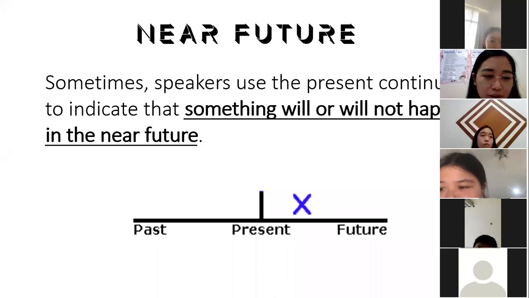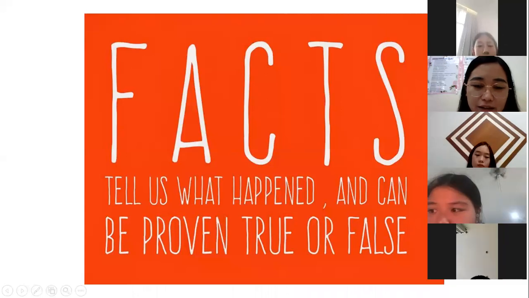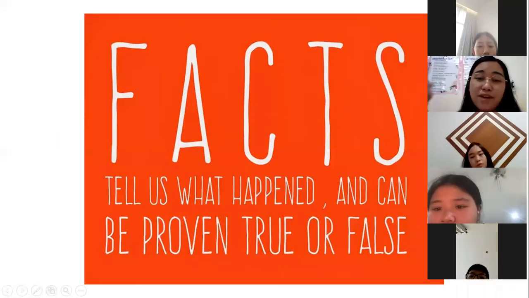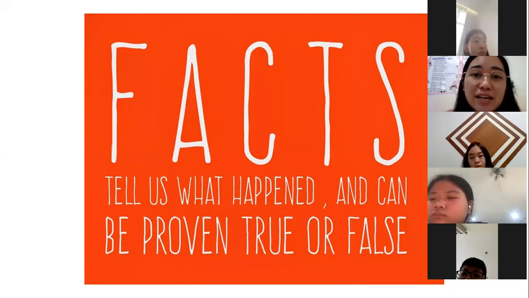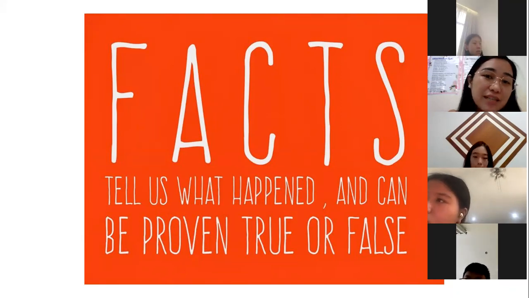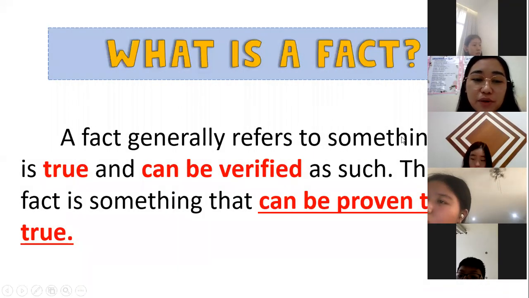Now, this was the last topic that we had, facts and opinions. So again, I'd like to reiterate with you. Facts, again, tell us what happened and can be proven true or false. Again, why? Because we can prove it to be true because we have evidence. By the way, you don't say evidences, okay? Because evidence is already the singular or plural form of that word, okay? You may use pieces of evidence or evidence only. Okay, a fact generally refers to something that is true and can be verified as such.